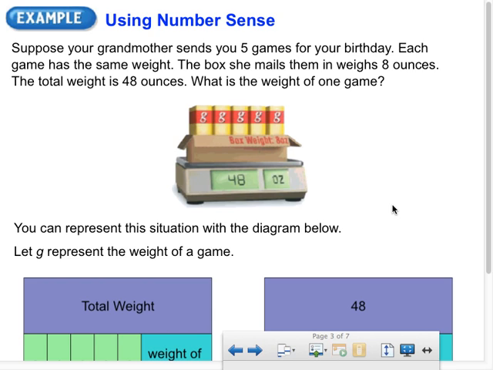So using number sense, suppose your grandmother sends you 5 games for your birthday. Each game has the same weight. The box she mails them in weighs 8 ounces. The total weight is 48 ounces. What is the weight of one game? So here's the situation. You see the picture here. There's the 5 games in the box. The box is 8 ounces, and then these 5 games all weigh together 48 ounces. So do you guys understand what's going on?